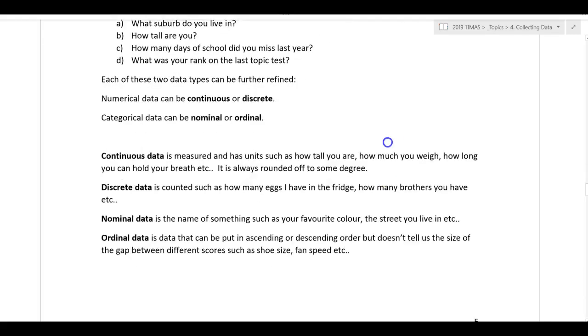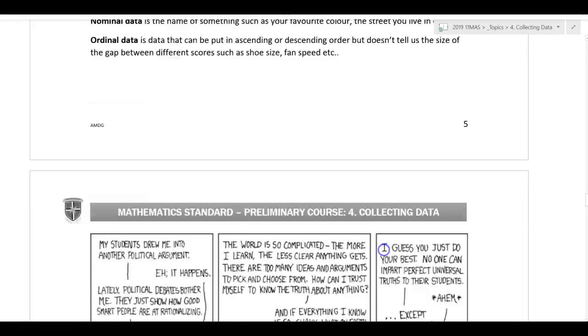Rightio. Do we have an example here? No, I don't. That's it.